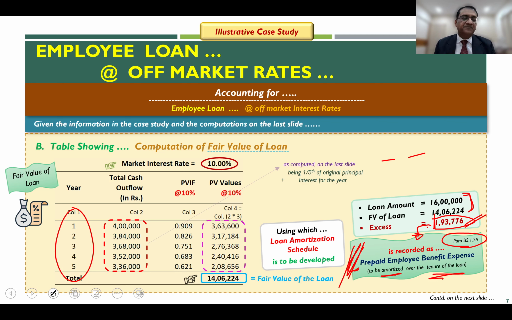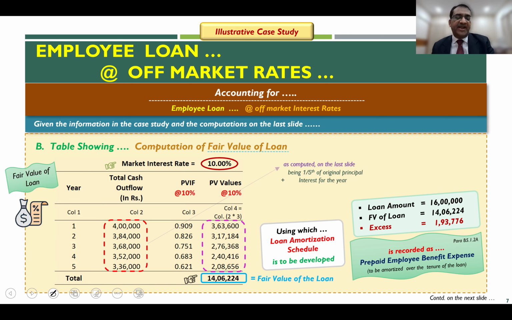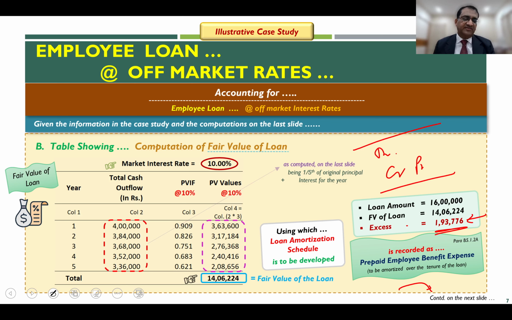So in this case, 193,776 divided by 5 will be the annual amortization of this prepaid amount, so that by the end of the fifth year, the entire prepaid gets nullified to 0. Now, we just now explained that you will amortize it, so credit will go to prepaid. What about debit? That is something which we will look at when we go and look at the last slide on the journal entries. That time I'll explain to you where the debit will go.